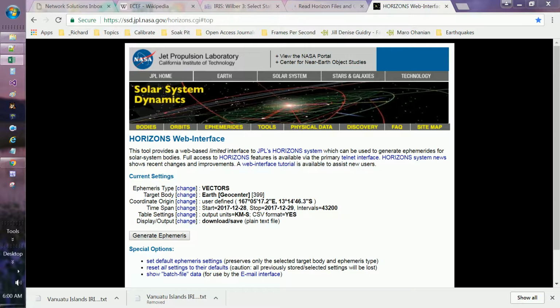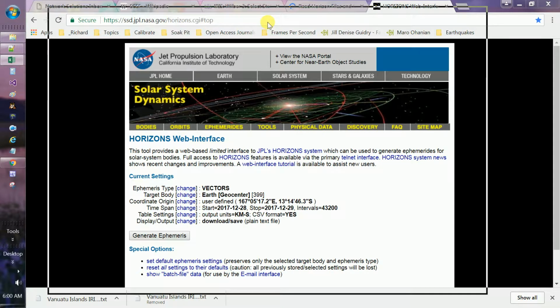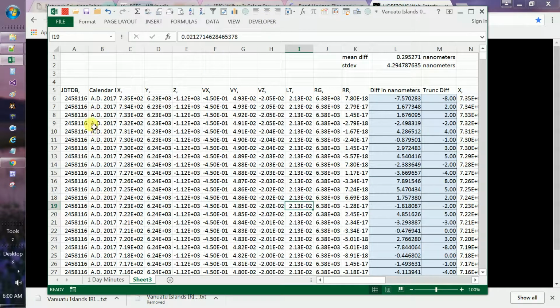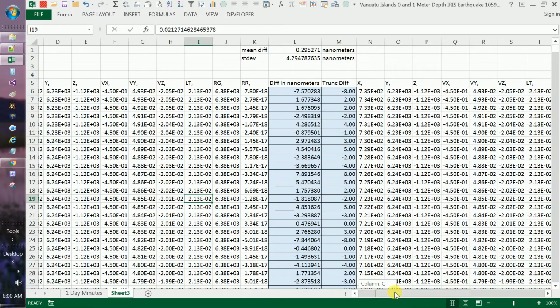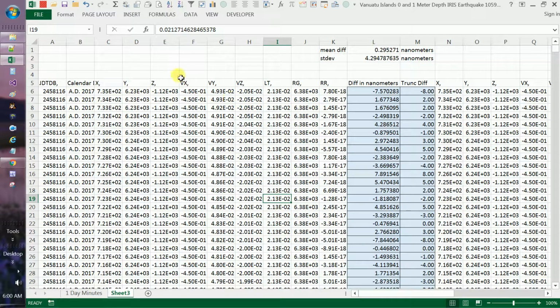Now the output from this is the vectors x, y, and z, and then the velocities, the light time, the range, and the range rate. That's what they're showing here. This is intended for tracking objects, but I made the object the station in this case. So, okay, these are the 1 meter.